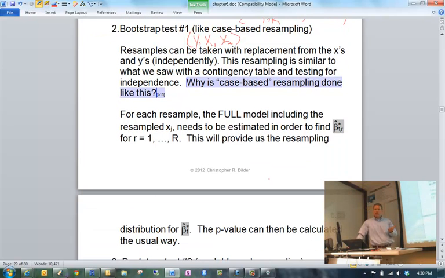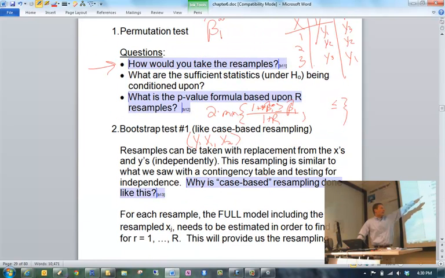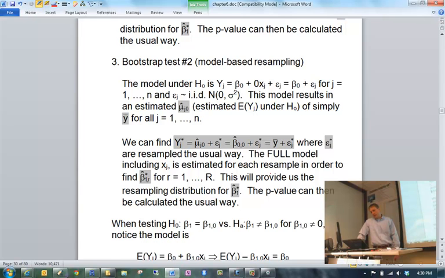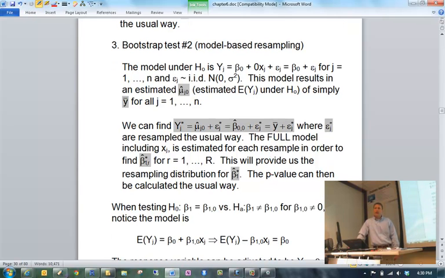so once we take these resamples under the null hypothesis, we estimate the full model so that we get our beta hat 1 star, form the distribution of the beta hat 1 stars that plays the same role as what we had above when we were doing the permutation test, and we form our p-value the same. Okay, well now what about model-based resampling? Well, what's our model if the null hypothesis is true? That's where you start. Where we saw beta 1 before, now we replace it with a 0. So our model under the null hypothesis is simply y_j equals beta 0 plus epsilon_j. That's it.